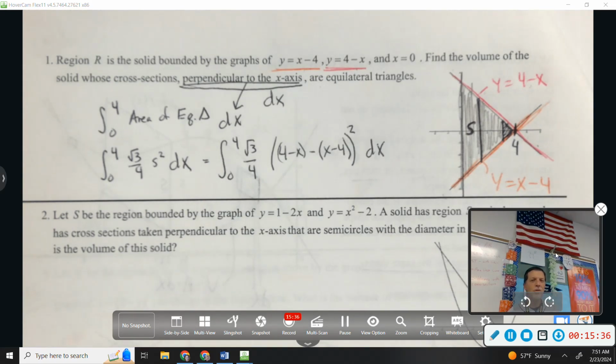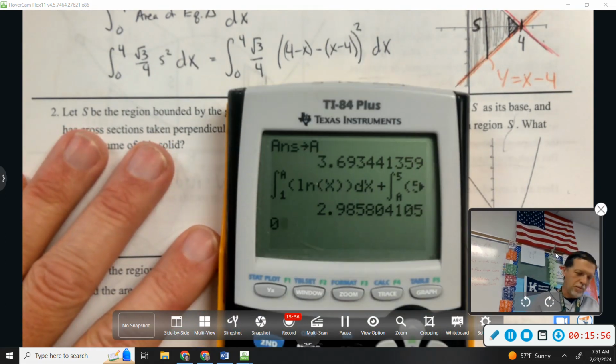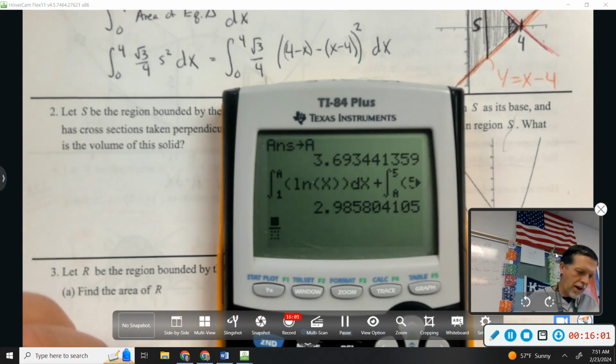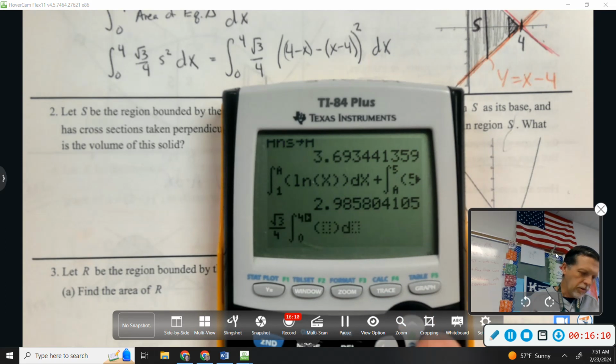Now, it's kind of up to you. There's cleanup work you could do in there, and that would make typing it into the calculator easier. But the calculator can do all the work as well, so it's kind of up to you. Do you want to push buttons on the calculator, or do you want to do the cleanup work on your own? It doesn't matter. I think for this one, I'm just going to push buttons on the calculator. I guess it doesn't matter, but I'm going to put that root 3 over 4 out front. Math 9, 0 to 4. Again, that means I'm adding up from 0 to 4 all the area times thickness.